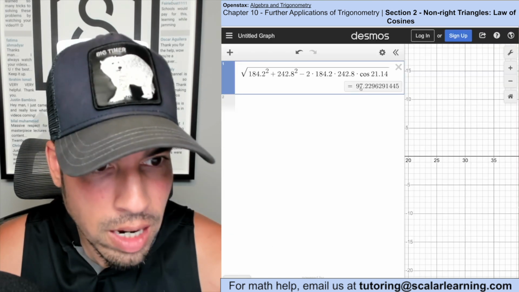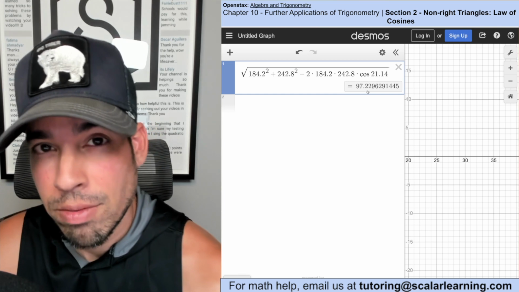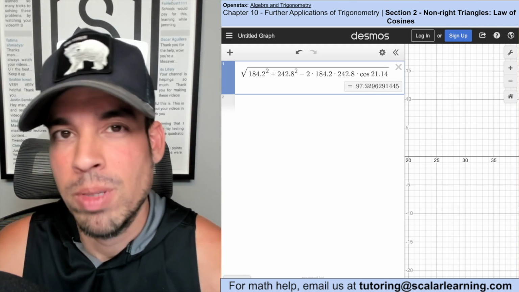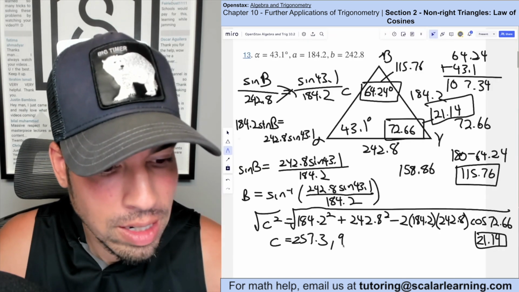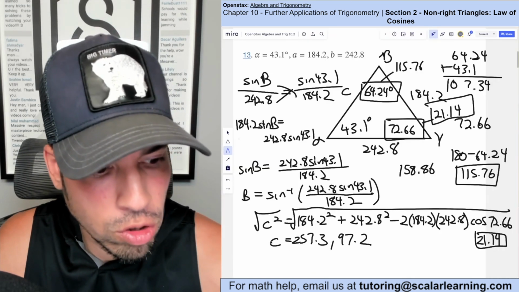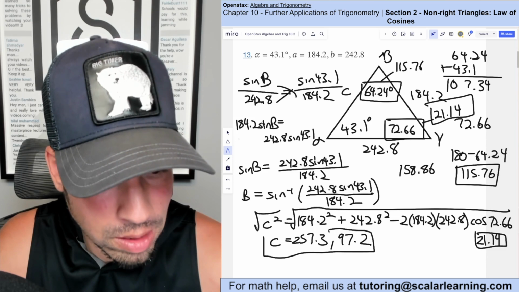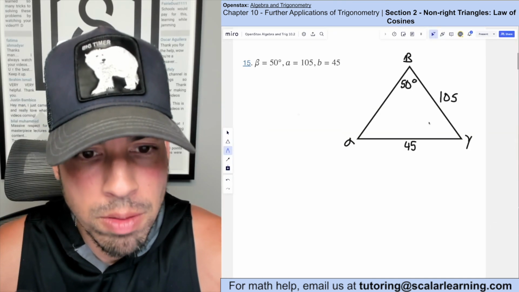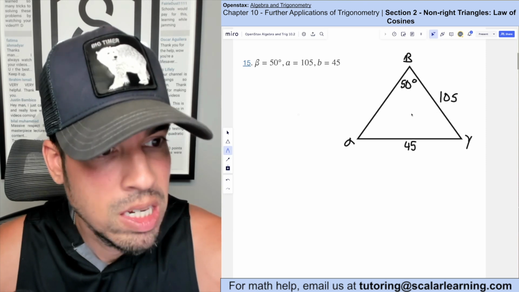And we end up with 97.2. I know it's slightly different than what they got in the back of the book, but I'm pretty sure this is a tiny bit more accurate. But that's the general process. So we also get 97.2. So these are the two potential values for that missing side C. Boom, done.